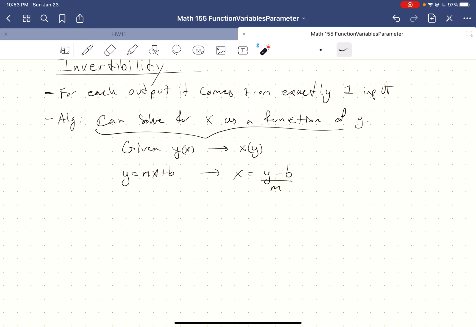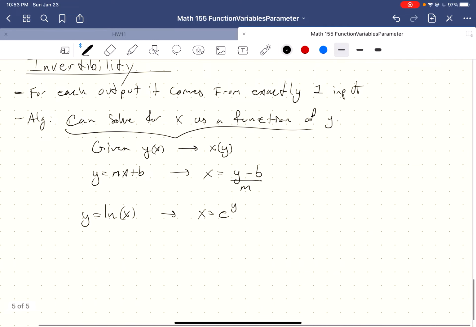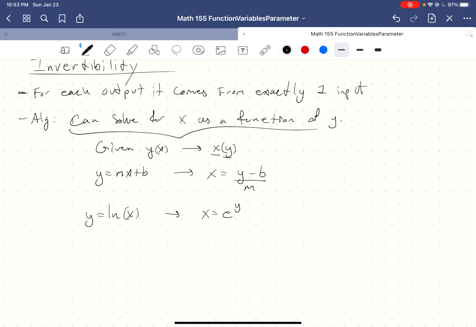Something we're going to see a lot in this course, I could have something like y is equal to the natural log of x. But I could solve for x. x is equal to e to the y. So again, this is invertible. And again, x is a function of y when I was given y as a function of x. I can just solve for it. Okay, so when can you not do this?